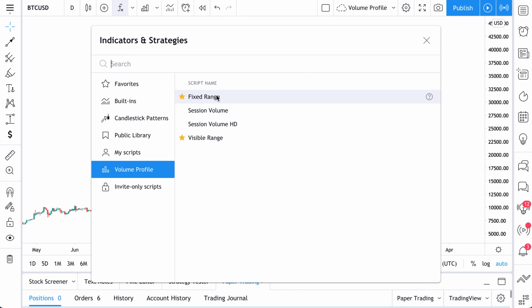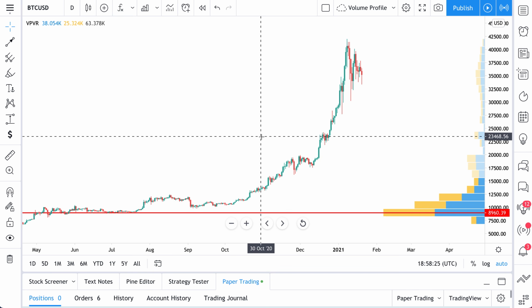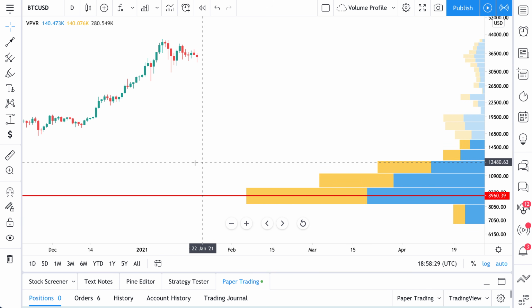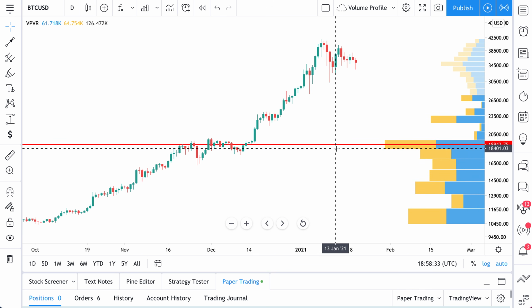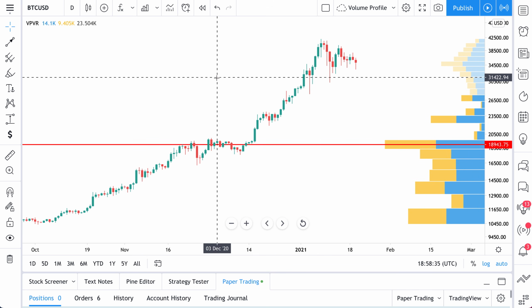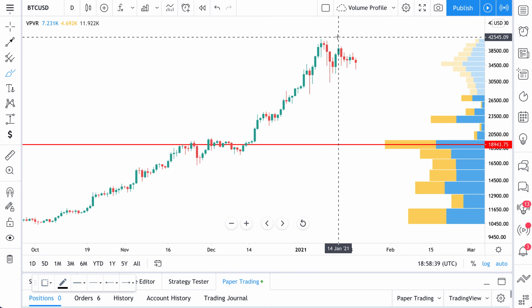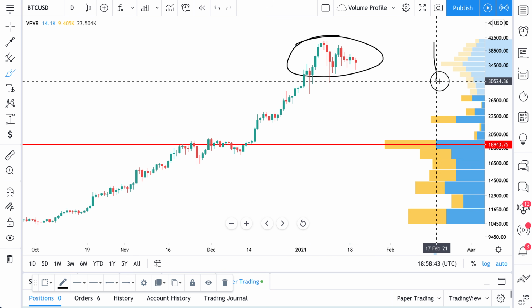So we're going to open up our volume profile. We're going to do visible range, because visible range is a fun way to go through price. Let's set this to log chart so we can see what's going on. A lot of people are talking about Bitcoin right now, and we can instantly see something interesting. At these price levels, this is so interesting, right? At these price levels here, we can see that volume is actually quite low.